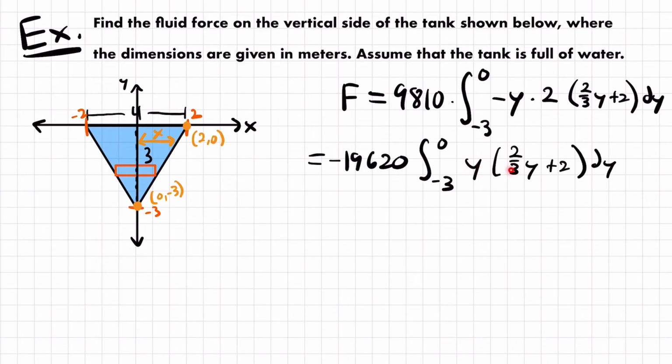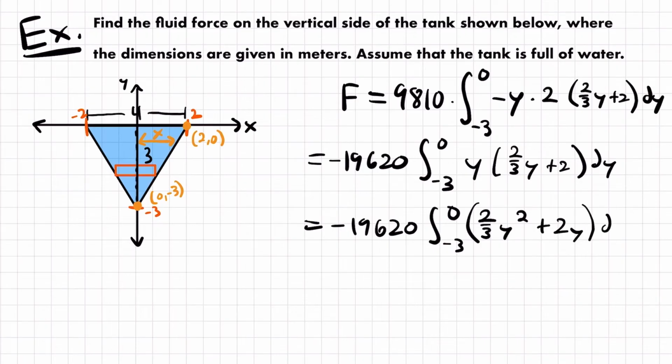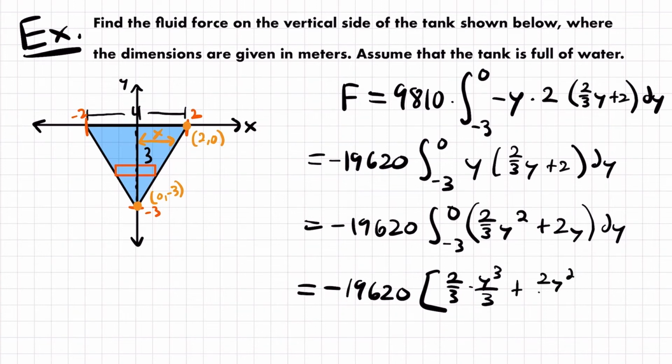Now we can distribute this y through this quantity, and so if we do that, this will be equal to -19,620 times the integral from -3 to 0 of 2/3 times y squared plus 2y multiplied by dy. All right, and so now we can integrate each of these terms by using the power rule of integration. And so if we add 1 to each exponent and then divide by that new exponent, we'll have that this is equal to -19,620 times 2/3 times y cubed divided by 3 plus 2y squared divided by 2 evaluated from -3 to 0.